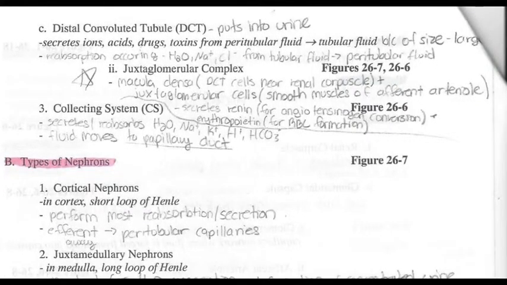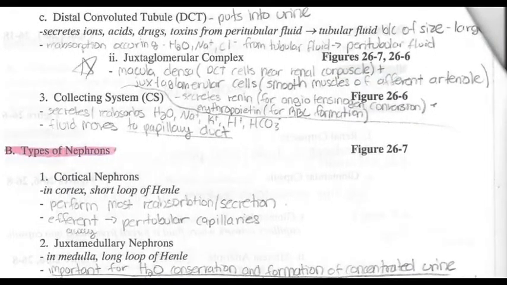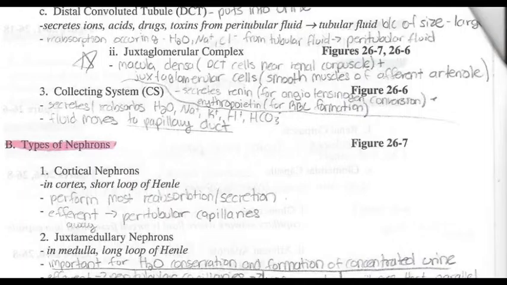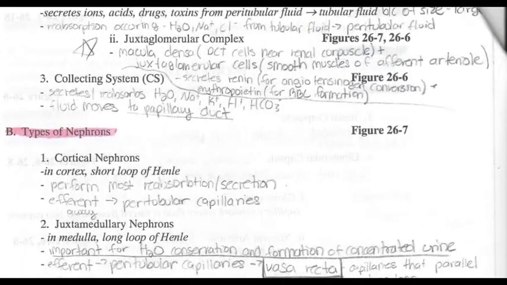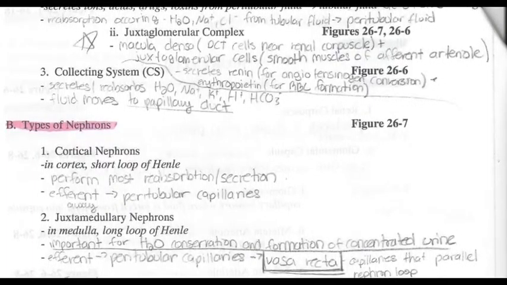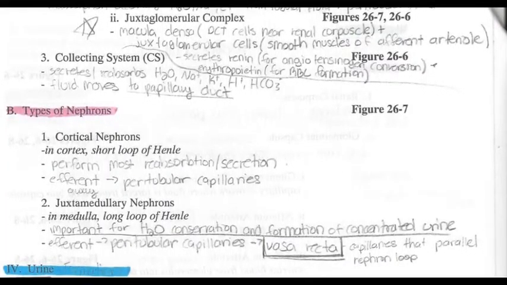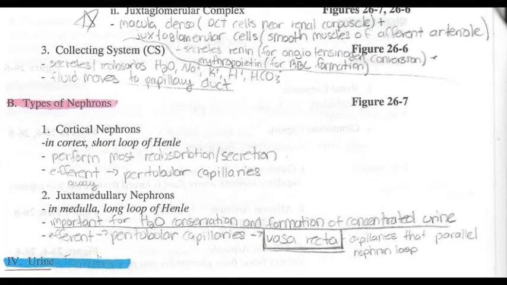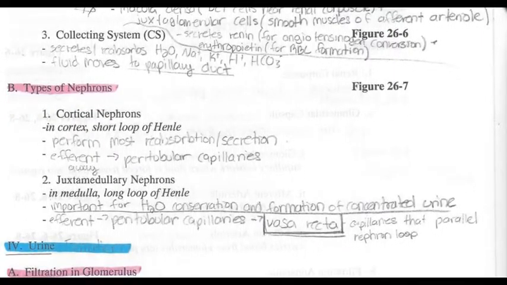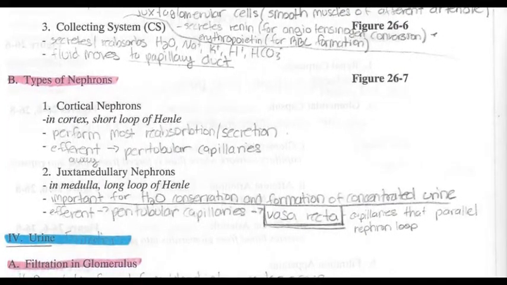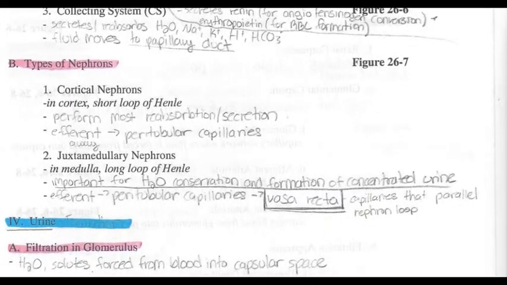Juxtamedullary complex. This is made of macula densa, which are DCT cells near the renal corpuscle, and juxtamedullary cells, which are smooth muscles of the afferent arteriole. The juxtamedullary complex secretes renin for angiotensinogen conversion, as well as erythropoietin for red blood cell formation. 3. The collecting system. This secretes and reabsorbs water, sodium, potassium, hydrogen ions, and bicarbonate, HCO3 negative. The fluid moves to the papillary duct.